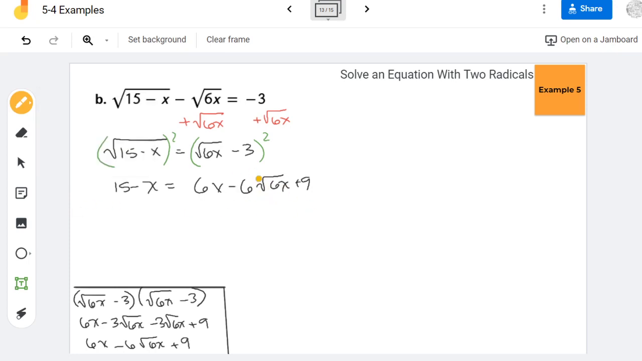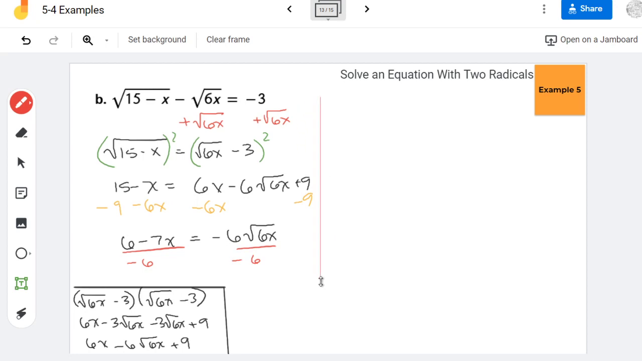So again, we want to get that radical alone. So to undo that radical, I got to get rid of all this stuff. So I'm going to subtract 6x from each side. I'm going to subtract 9 from each side. Okay, so here I get 6 minus 7x is equal to negative 6 root 6x. Make sure I subtracted correctly. Okay. All right, and then I'm going to divide by negative 6.